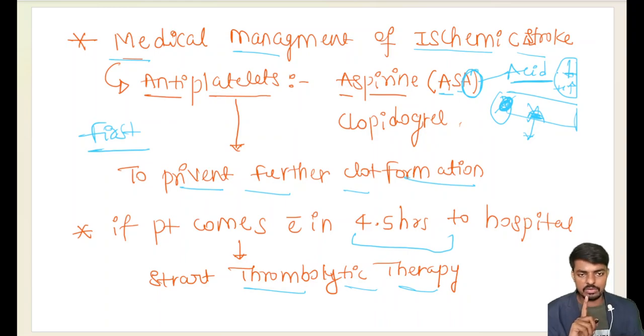Why are we giving antiplatelet medications? Very importantly, examiners ask in the exam the purpose of antiplatelet medications in ischemic stroke. It is not to destroy the clot; we destroy the clot with the thrombolytics. We give them to prevent further formation of the clot. So that more clot does not form, we are giving aspirin and clopidogrel antiplatelet medication. That is the purpose.